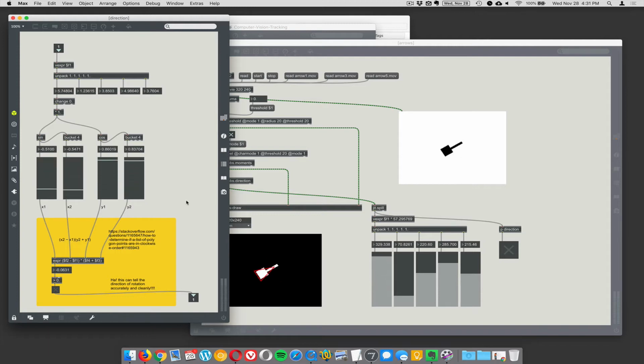Another way to do it is to calculate the determinant using sine and cosine. There's this formula, and the formula gives you a positive number when it's rotating clockwise and a negative number if it's rotating counterclockwise. This actually is a really clean way to tell whether something is rotating clockwise or counterclockwise.